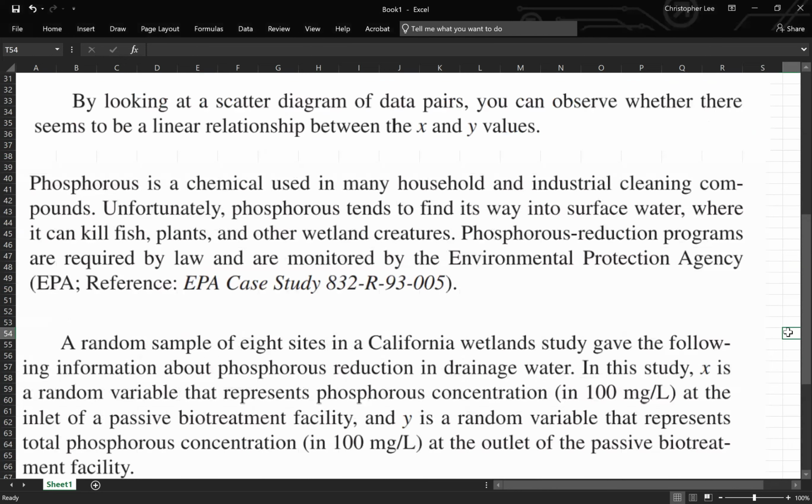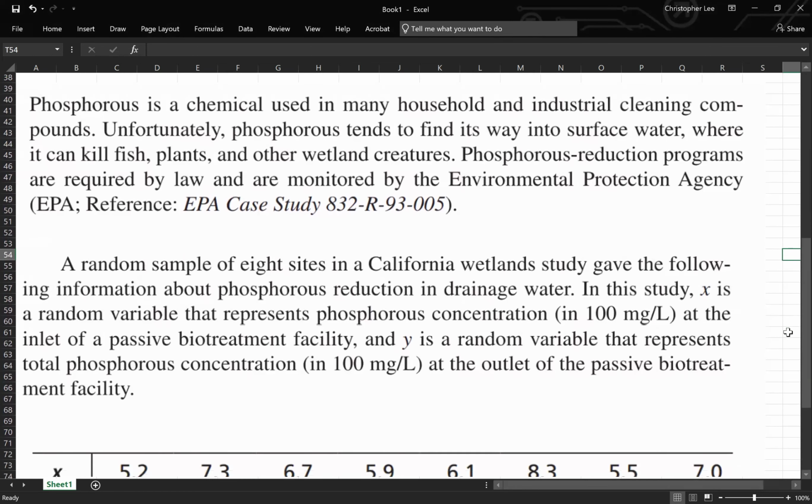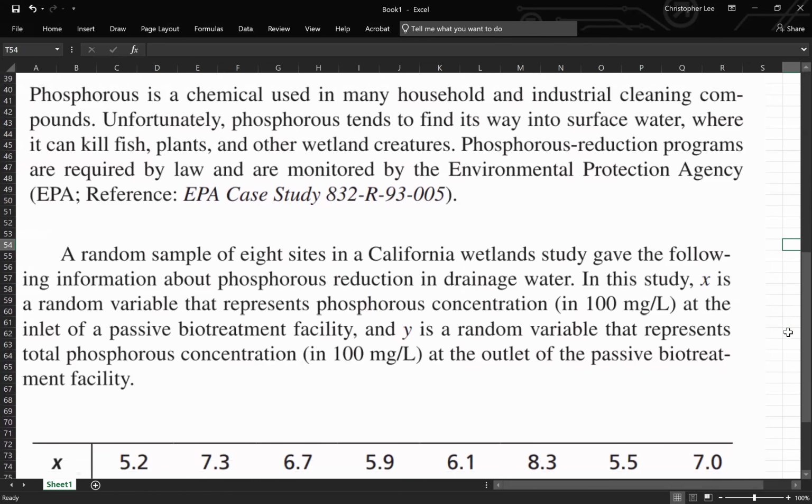So phosphorus is a chemical used in many households and industrial cleaning compounds. Unfortunately, phosphorus tends to find its way into surface water where it can kill fish, plants, and other wetland creatures. Phosphorus reduction programs are required by law and are monitored by the EPA, if they're still working right now.